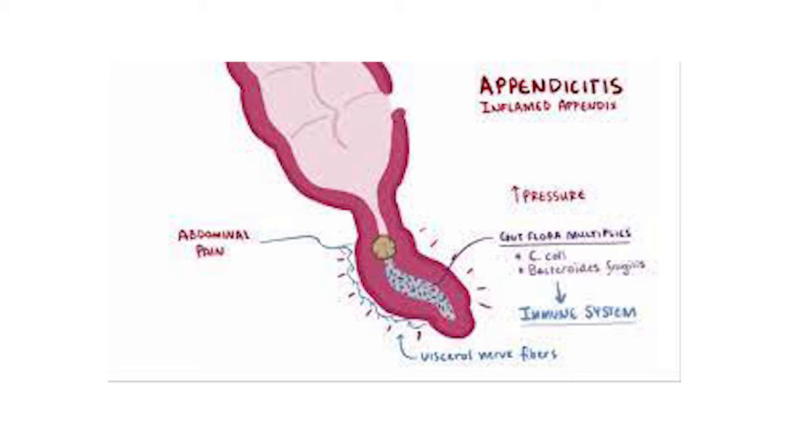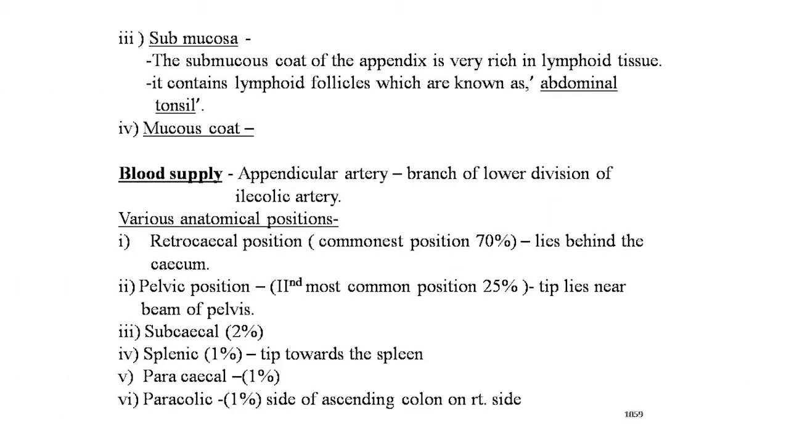And the third coat is the submucosa. The submucous coat of the appendix is very rich in lymphoid tissue. It contains lymphoid follicles, which are known as the abdominal tonsil. The lymphoid tissue acts as the second line of defense against infection. That's why the appendix is also called the abdominal tonsil. And the fourth coat is the mucous coat.